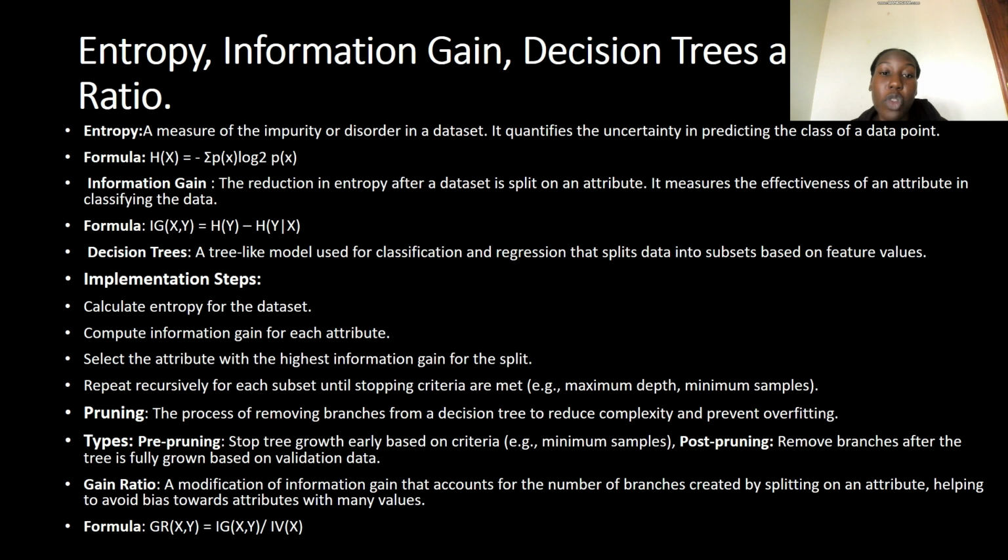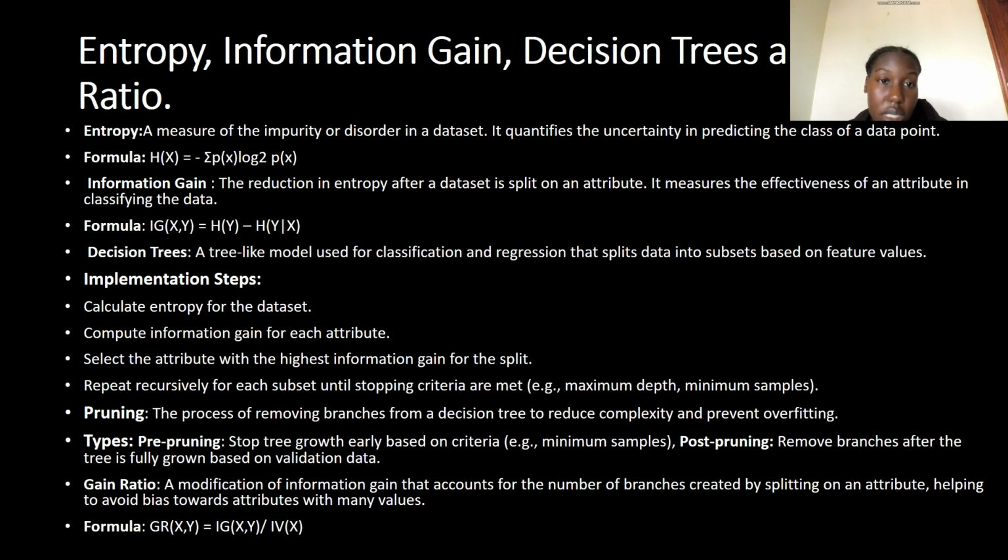Information gain is the reduction in entropy after a dataset is split on an attribute, indicating how effective an attribute is in classifying the data. The formula for information gain is IG(X,Y) = H(Y) - H(Y|X), whereby IG(X,Y) is the information gained over feature X with respect to the target variable Y. H(Y) is the Shannon entropy of the target variable Y, and H(Y|X) is the conditional entropy of target variable Y given feature X.